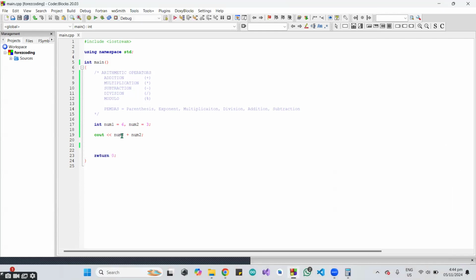So you can add two variables also, or multiple variables, using different arithmetic operators. So again, the different arithmetic operators are addition, multiplication, division, subtraction, and modulo. And there is a pattern or program that uses PEMDAS, which is parentheses, exponent, multiplication, division, addition, and subtraction.